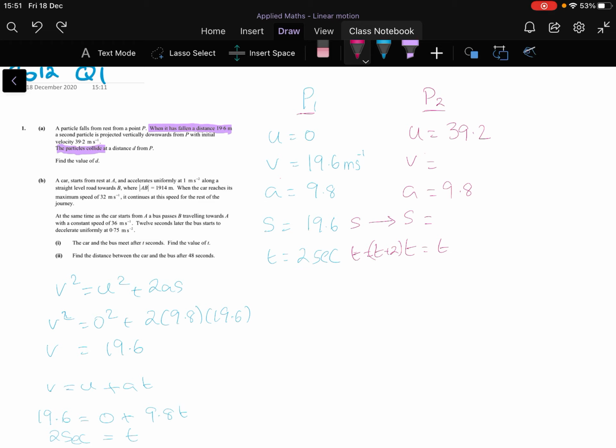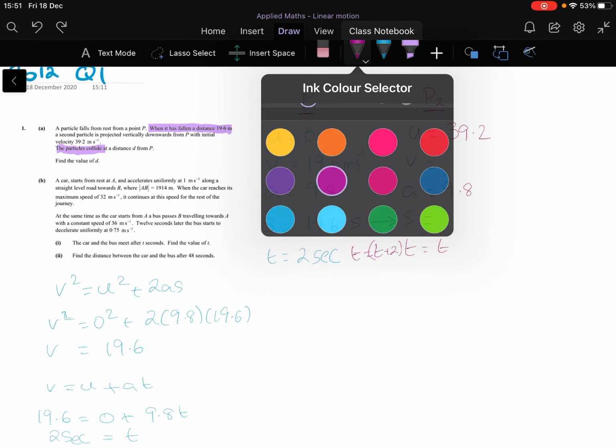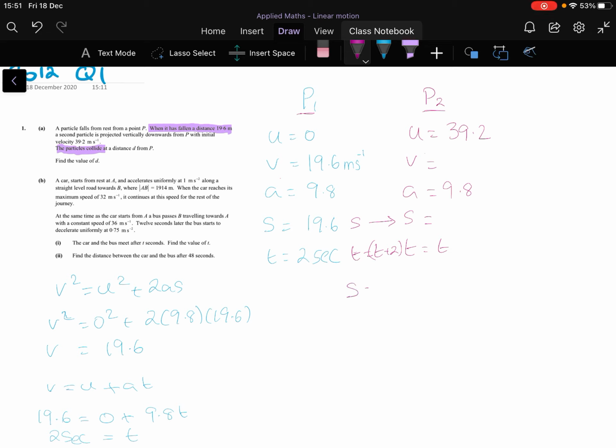So what I'm going to do now is create an equation in terms of s and in terms of t, so that I can say, well, I know that I'm looking for when the distance particle 1 has gone is the same as the distance that particle 2 has gone. I'm going to use my s formula, and my s formula is s equals ut plus a half at squared.